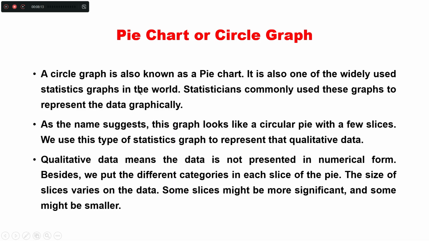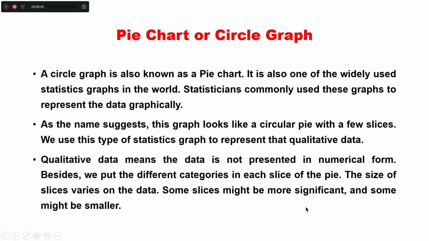So what is a circle graph? It is also known as a pie chart. It is also the most widely used statistical graph in the world. Statisticians commonly use these graphs to represent the data graphically. The data can be graphically represented commonly by using a pie chart. As the name suggests, these graphs look like a circular pie with a few slices. We use this type of statistics graph to represent qualitative data.